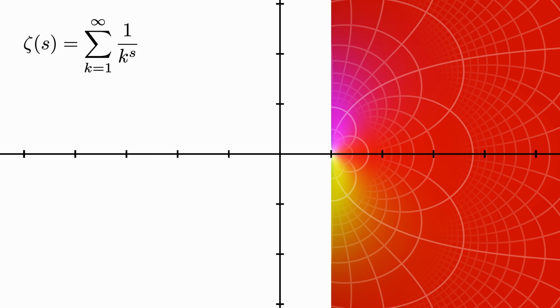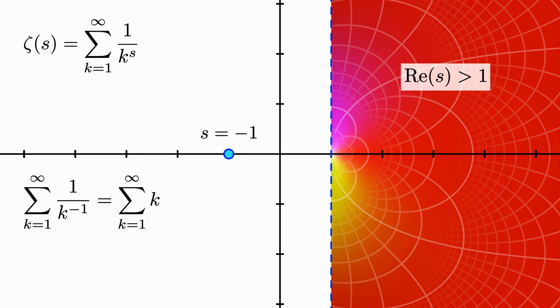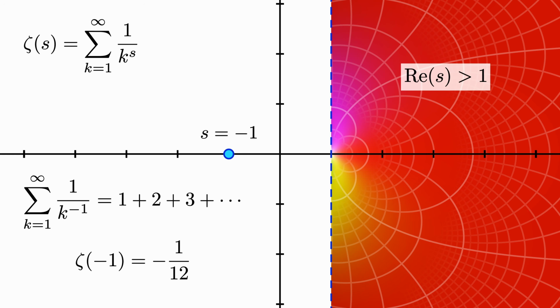As you can see, it converges when the real part of s is greater than 1, but it blows up everywhere else. For instance, if we plug in -1, the sum simplifies to the sum of k. This is just 1 plus 2 plus 3 and so on, which obviously diverges. And yet it's said that zeta of -1 is -1/12. So what's going on here?